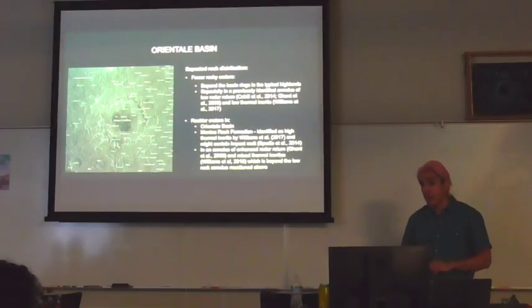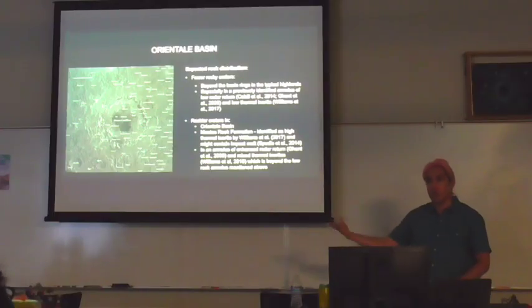And then we expect to find rockier craters in the Oriental Basin, specifically around the Montes Rook Formation, which is identified as having high thermal inertia. So we're thinking if there's high thermal inertia, there's probably rocks. If there's low thermal inertia, there's probably no rocks there.